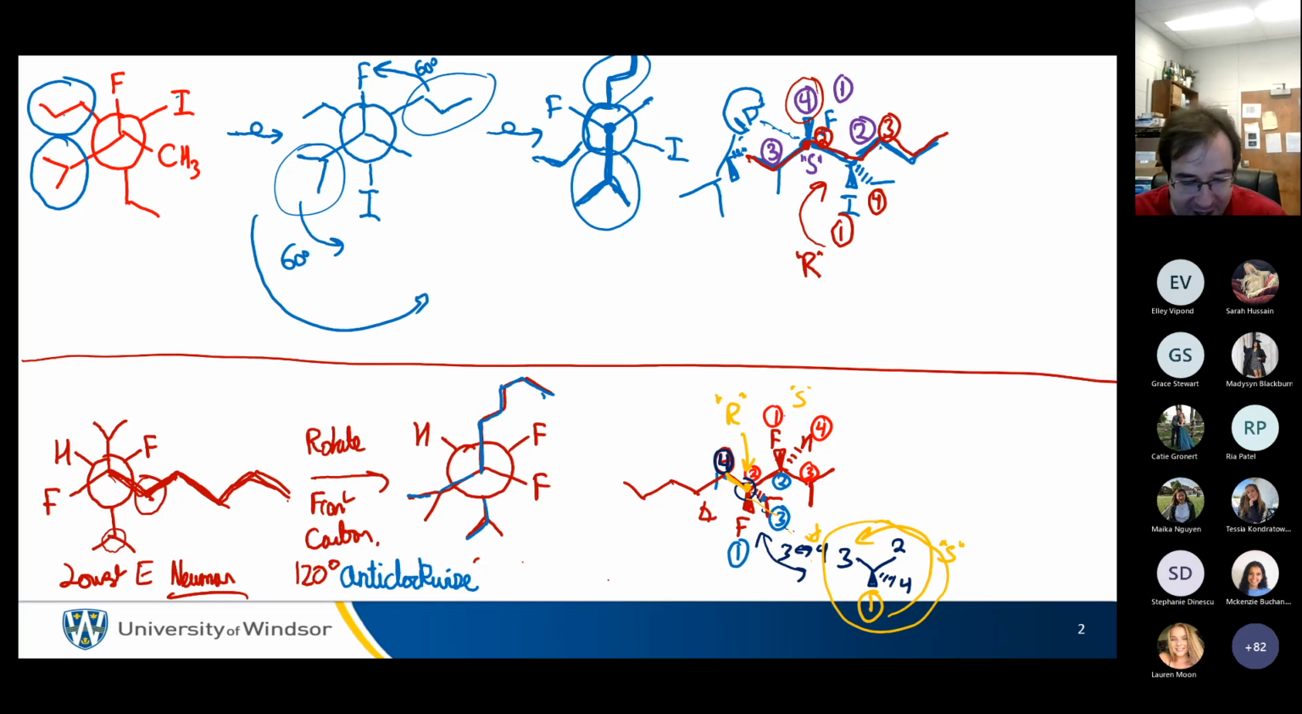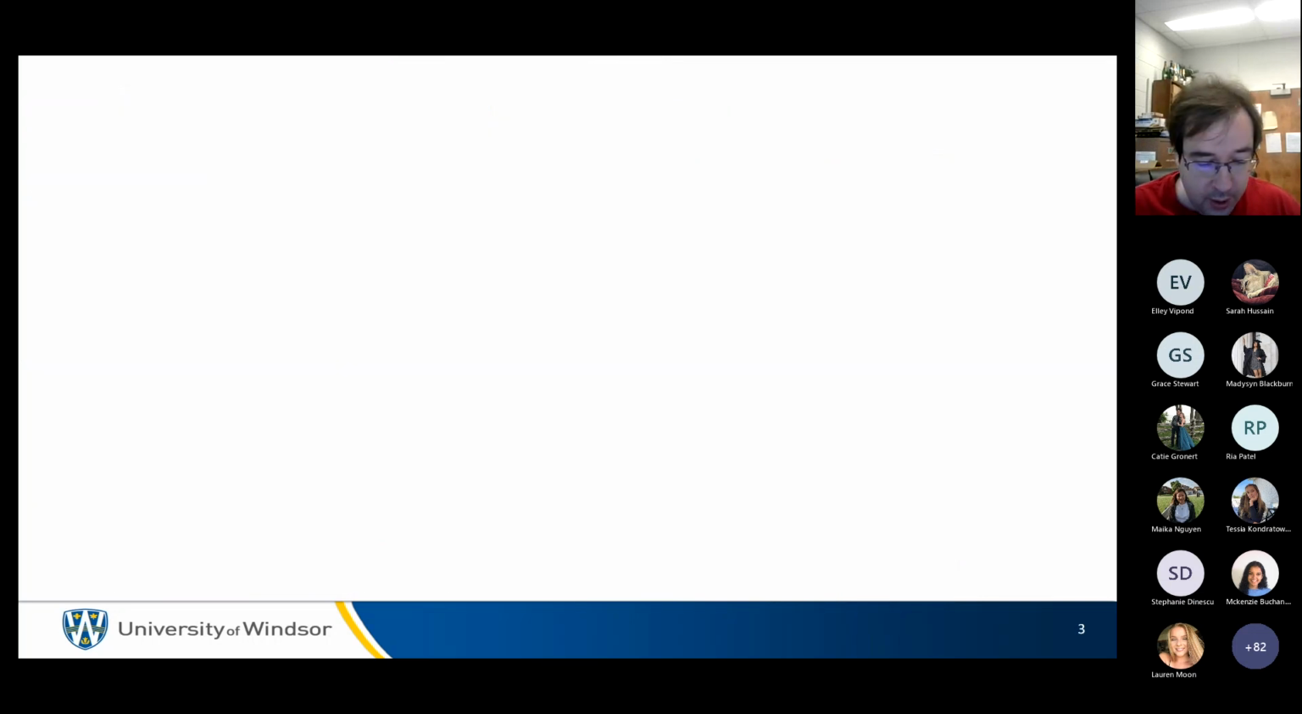Can we do more of these? Yeah, it covers the scope of what we're doing. Today we're talking about R and S and naming things. So yeah, of course we can do more of these. Yeah, okay, so let's go. Which part are you more lost at, Madison? The Newman projection unfolding or the assigning R and S side?